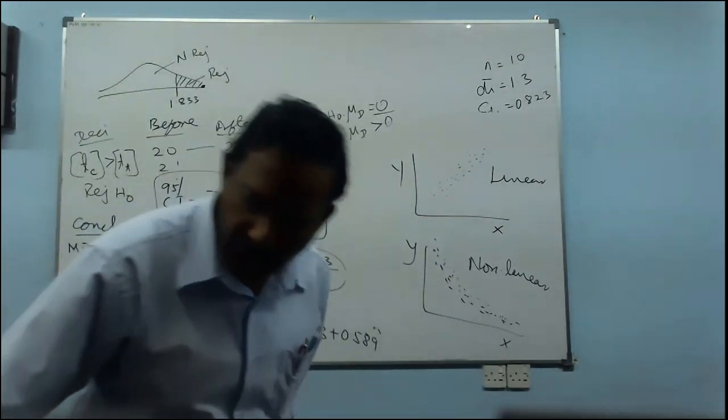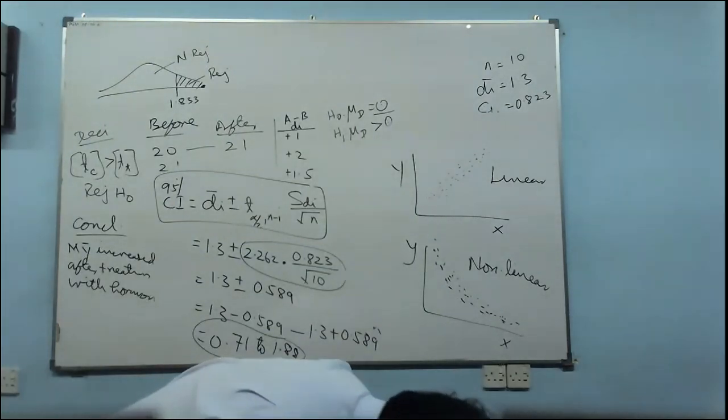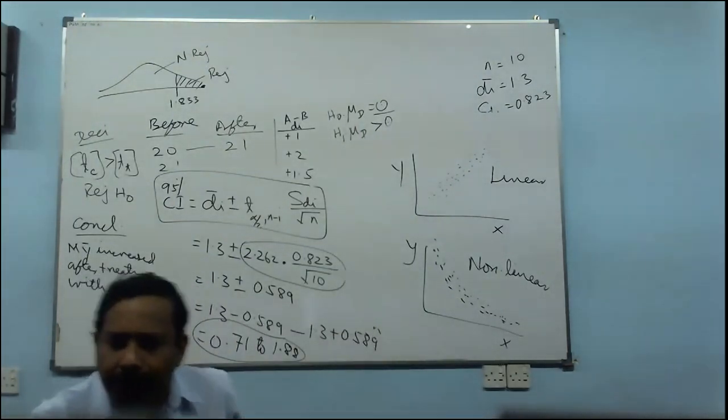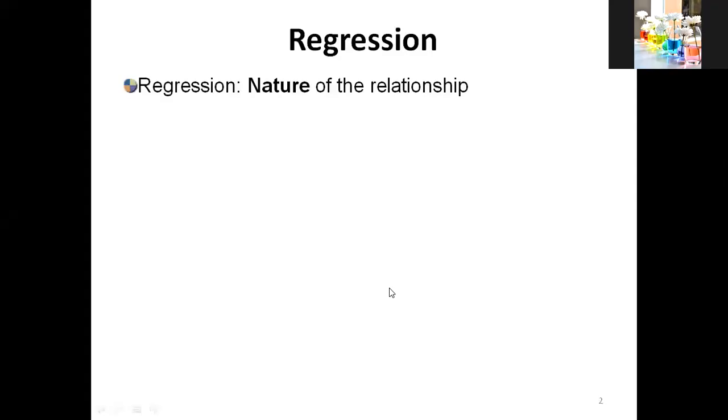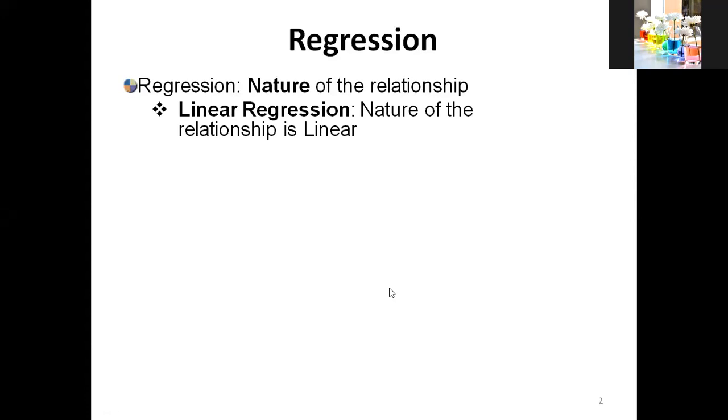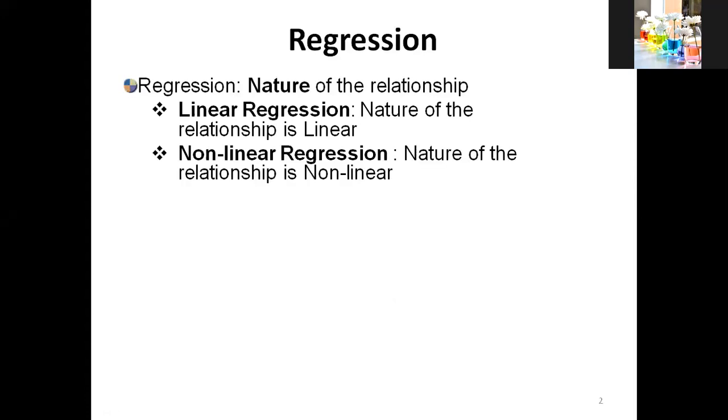So when you talk about this, regression actually gives the information about the nature of the relationship. This nature of the relationship can be a linear relationship. This is what I have already shown you on the board. First one is linear, second one is non-linear relationship.